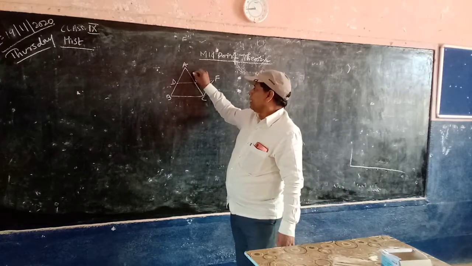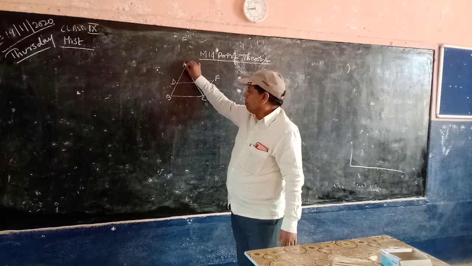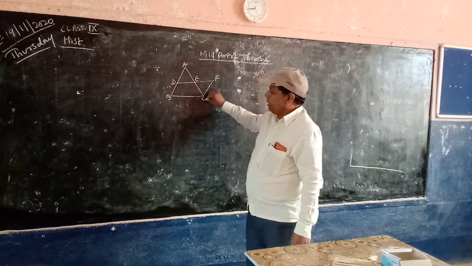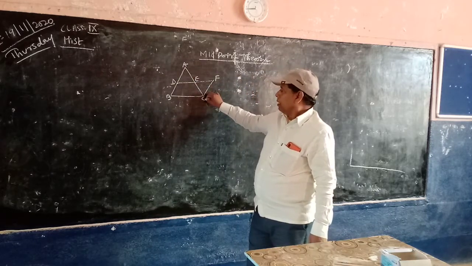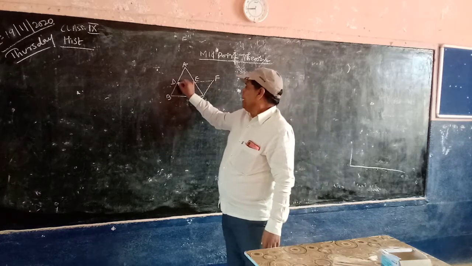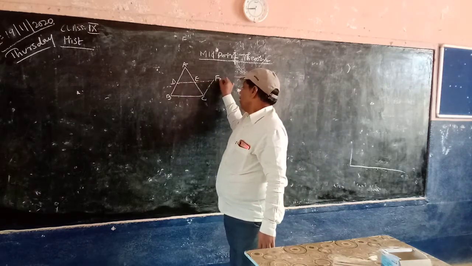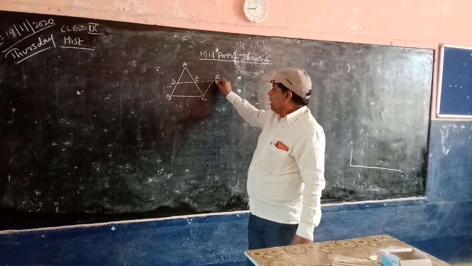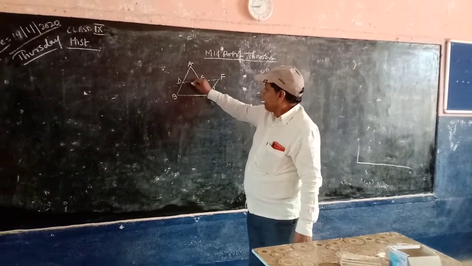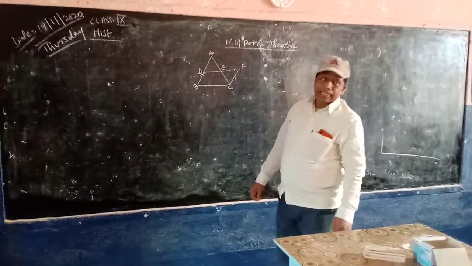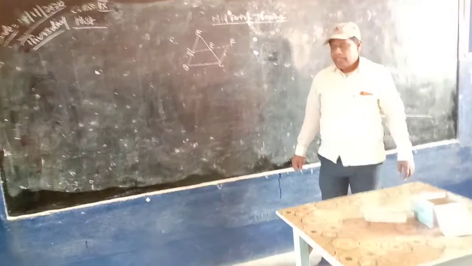D and E are the midpoints of AB and AC. DE is produced to F, and CF is parallel to AB. Construct CF parallel to AB.